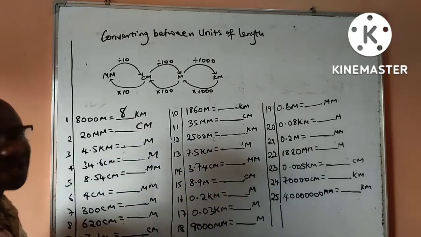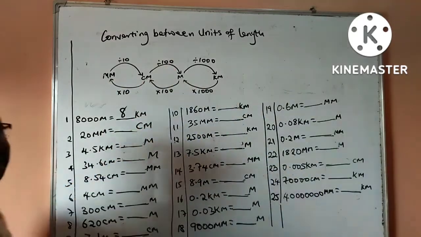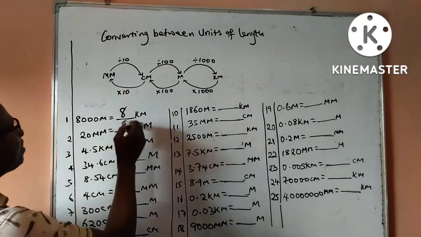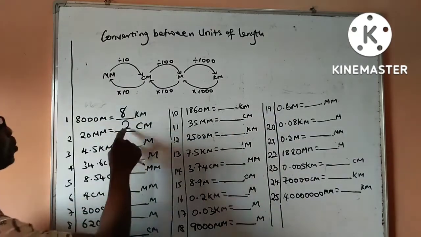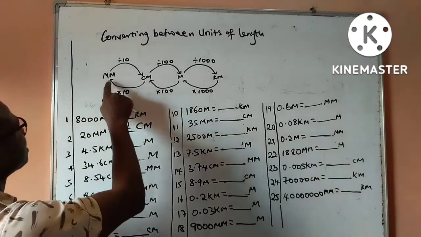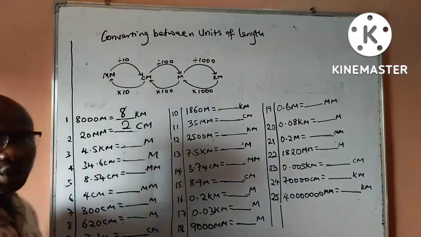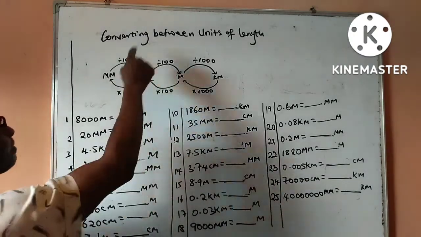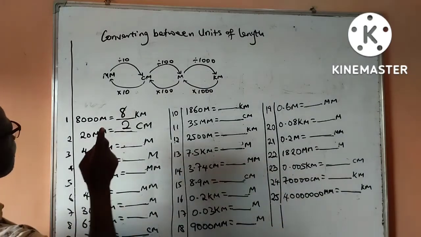So I have question number 2. 20 mm to centimeters. From mm to centimeters, I divide by 10. And my answer will be 2. Okay? 2 centimeters make 20 millimeters. 20 mm is equal to 2 centimeters. Simply divide by 10.